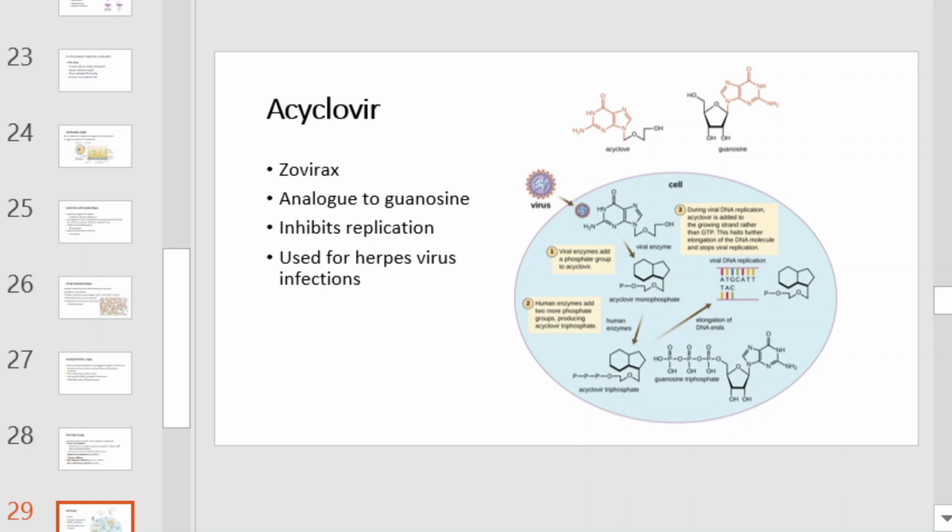Acyclovir. Acyclovir, or Zovirax, is an analog to guanosine and inhibits replication. It's used for herpes virus infections.